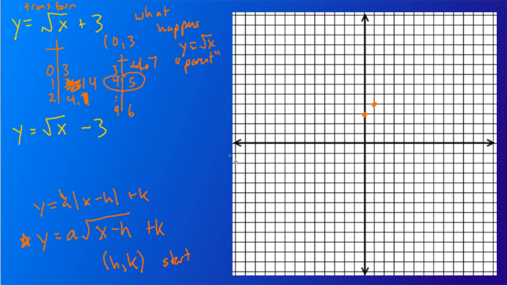The point 1, 4. And then the next point that came out good was the point 4, 5. 1, 2, 3, 4, 5. It's right here. And the next one that comes out nice is 9. 5, 6, 7, 8, 9. Right here.